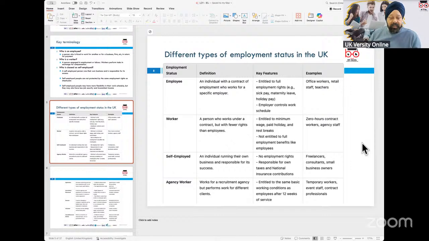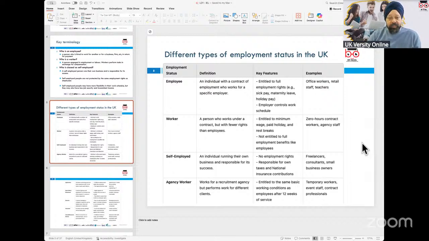Now, examples of employees would be office workers, retail staff, teachers, people who work in a bank or any sort of private or public sector organization, wherein they're employed and working for somebody. When I say somebody, I mean an employer, an organization, a business. They would be classed as employees.